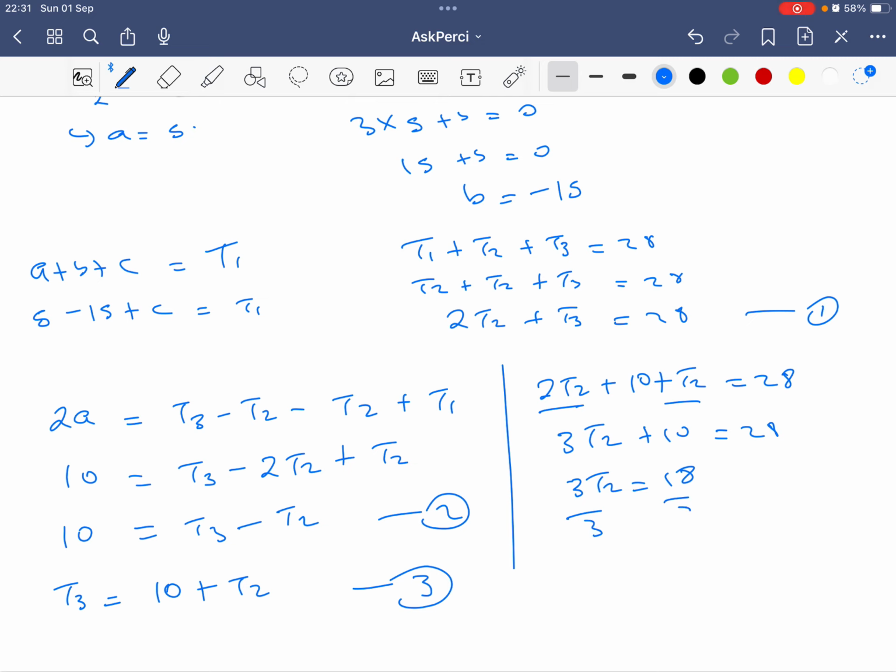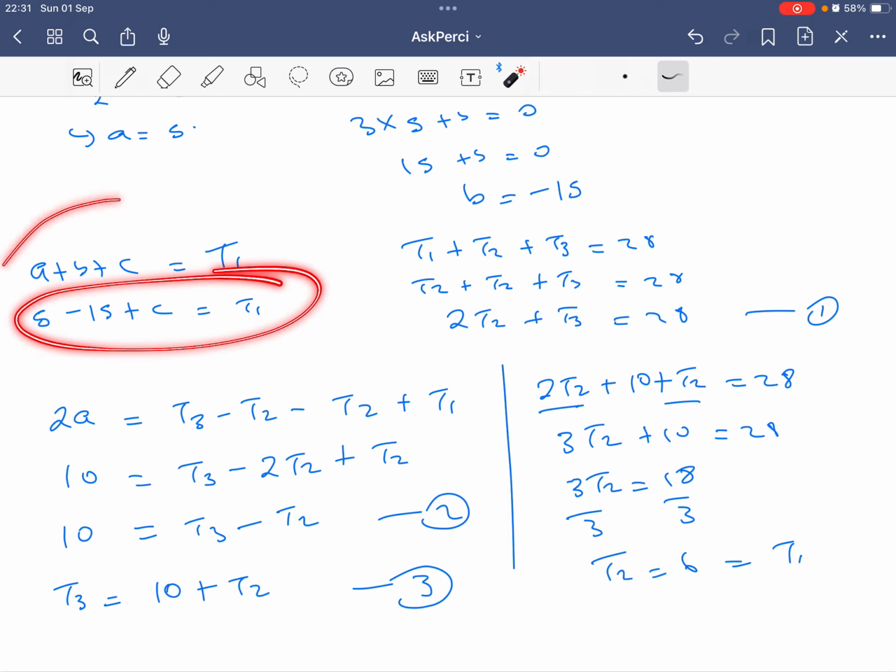And now divide by 3 on both sides. 3 times 6 is 18, right? So t2 is equal to 6. Now t2 is equal to 6, which is equal to t1, and that's what we were looking for all this time. So t1 is equal to 6, and we're coming back again to this.